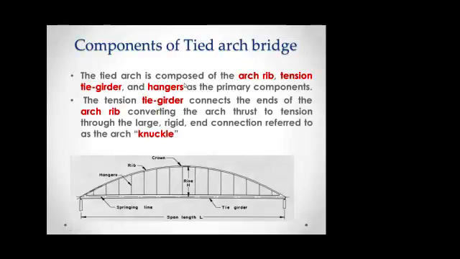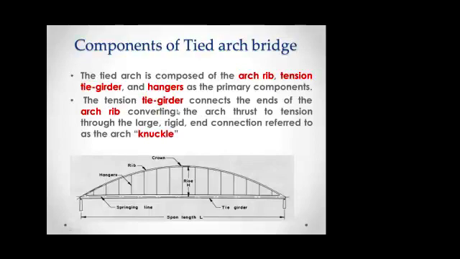The tied arch bridge is composed of the arch rib. This main member, the curved portion beam, is called the arch rib, and the tension tie girder, the horizontal surface like a bottom chord in the truss member, is the principal tie. So it is getting tied between these two ends. It is called the tie, the tension tie girder, and the vertical straight lines you are seeing are called anchors, our primary component in the tied arch bridge.